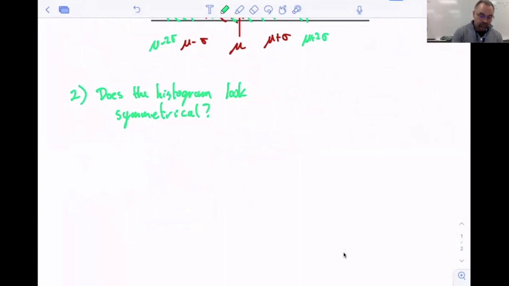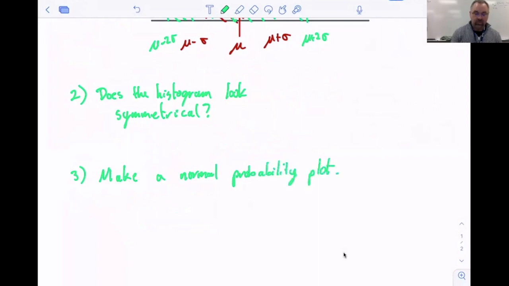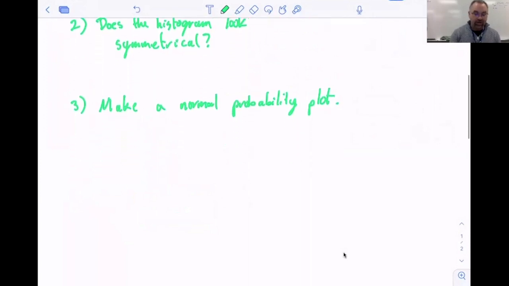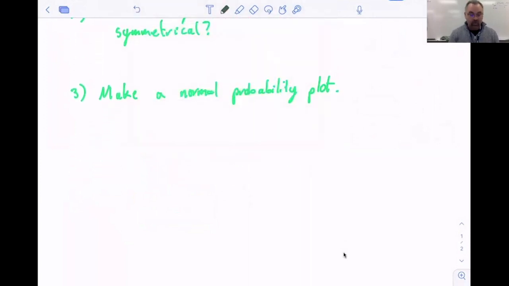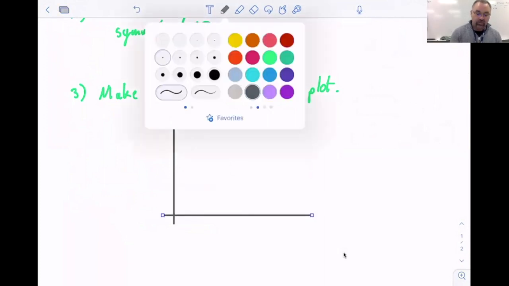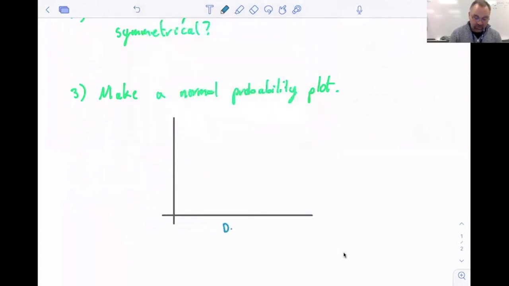Okay. Make a normal probability plot. And what that is, it's a graph, it's a scatter plot. I know you guys know what scatter plots are, you've done them before. So this one's a little bit different because what you do is the x-axis are the data values and the y-axis are the z-scores.